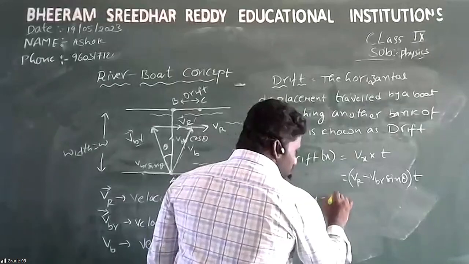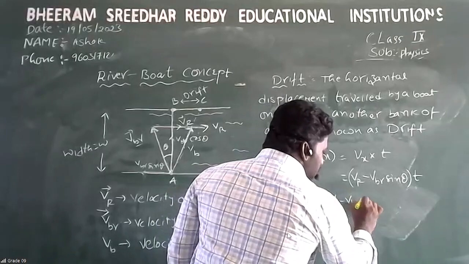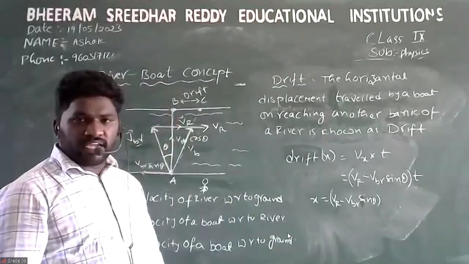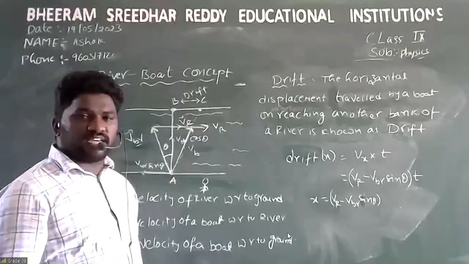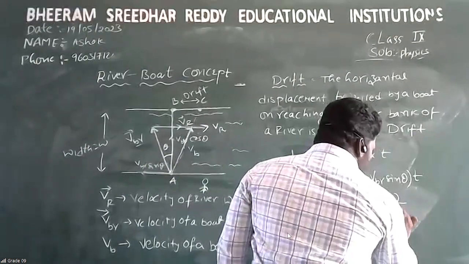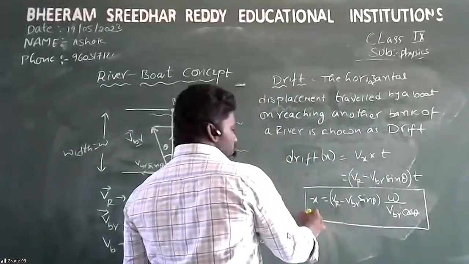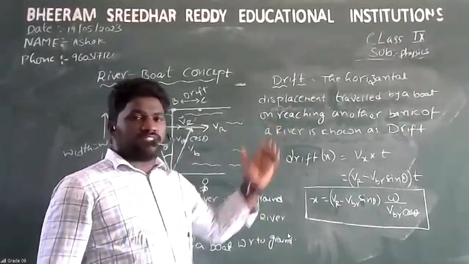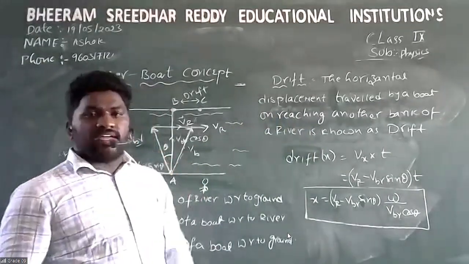Now drift x is equal to VR minus VBR sine theta into t. In the place of t, what is it? The time taken by the boat to reach the other side. What is the value of that? That is equal to W by VBR cos theta. This is the formula for finding the drift of a boat on reaching the other bank of the river, the horizontal displacement traveled by the boat.